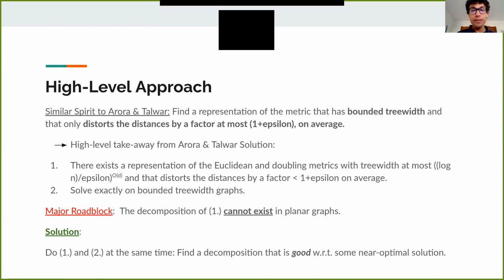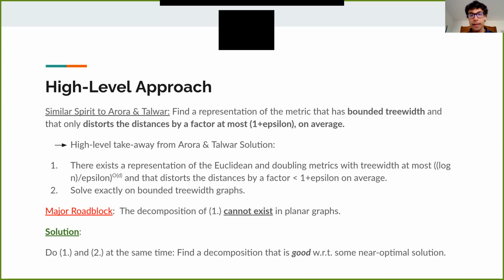Now, the issue you have with this approach is that step 1 is very oblivious. The way it is done in Arora and Talwar, it's a very oblivious way. It's not even problem specific. It's like, okay, there is a way to decompose the graph in such a manner that will give you bounded tree width and that does not distort the distances too much. That's good. It's completely oblivious, very nice. But this step 1, completely oblivious, is not feasible, cannot exist in planar graphs. In fact, we have a counterexample for this. So getting 1 to work in planar graphs is impossible directly. So that's why it did not happen in planar graphs before, because we don't know how to get there.